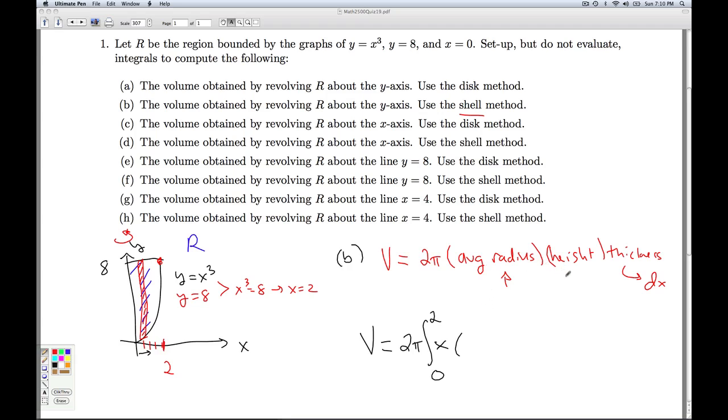Now I need the height of the shell. And how do I get the height of the shell? It's the top curve minus the bottom curve. The top curve here is 8. The bottom curve here is x cubed.